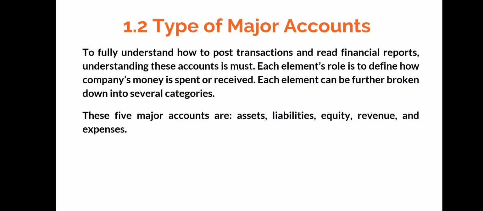Each element's role is to define how a company's money is spent or received. Each element can be further broken down into several categories. These 5 major accounts are assets, liabilities, equity, revenue, and expenses. Let us start with assets.